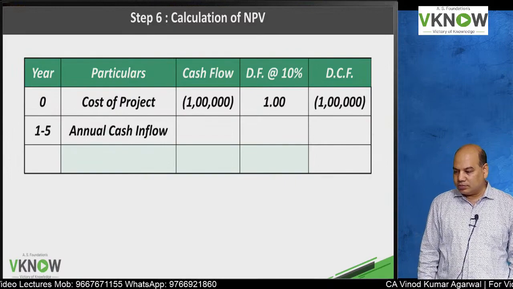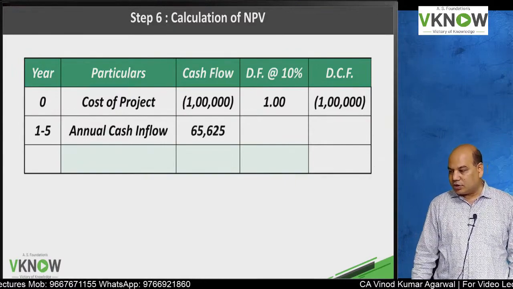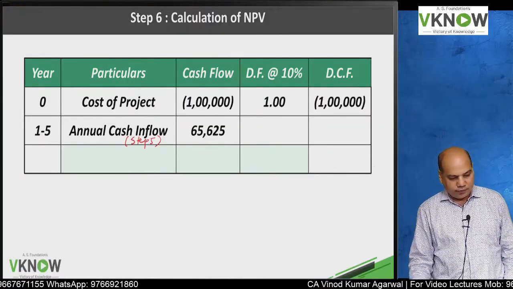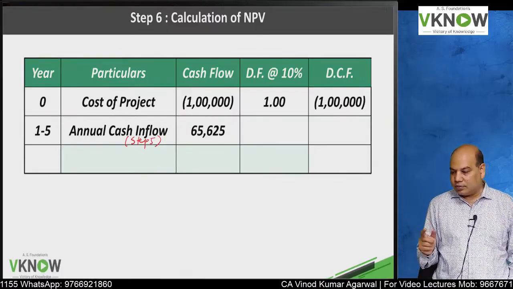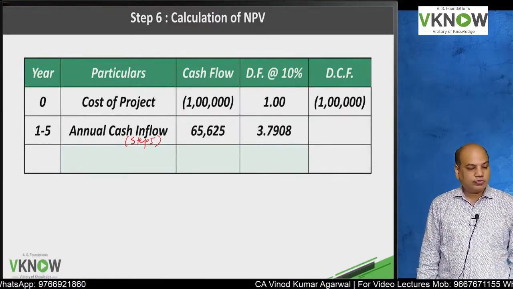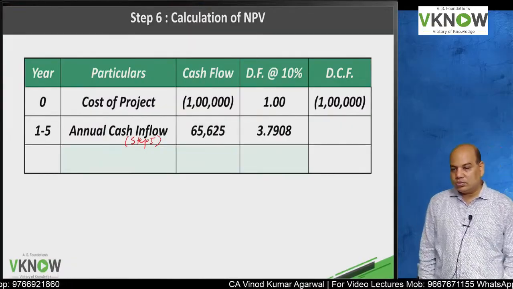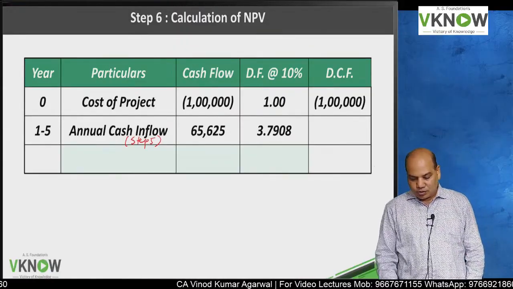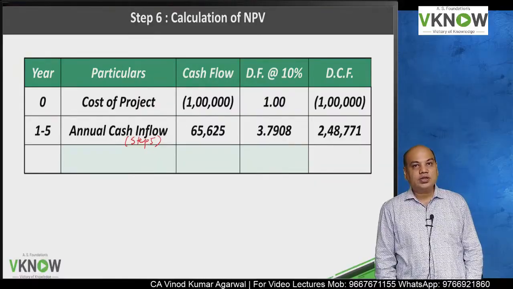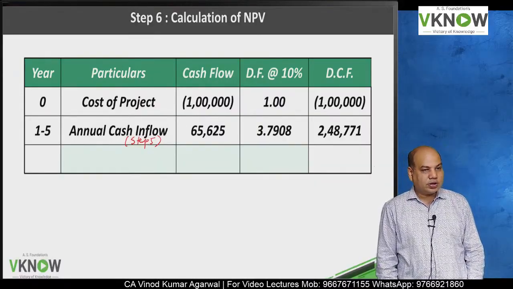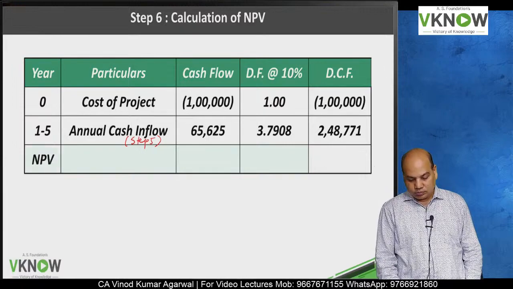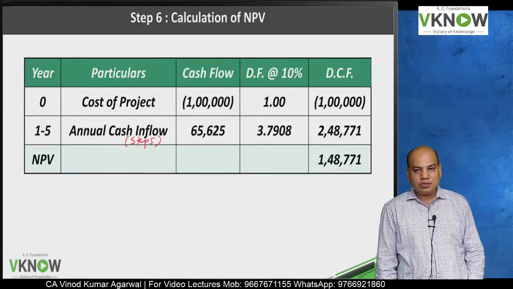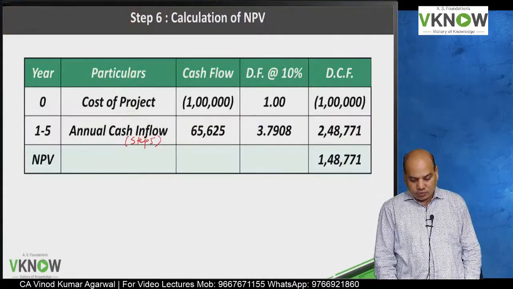For years 1 to 5, annual cash flow will be 65,625. In bracket, step 5, compute the factor. Just check it first, 3.7908. Yes. Multiply, 248,771. Take total, 148,771. This is my NPV.